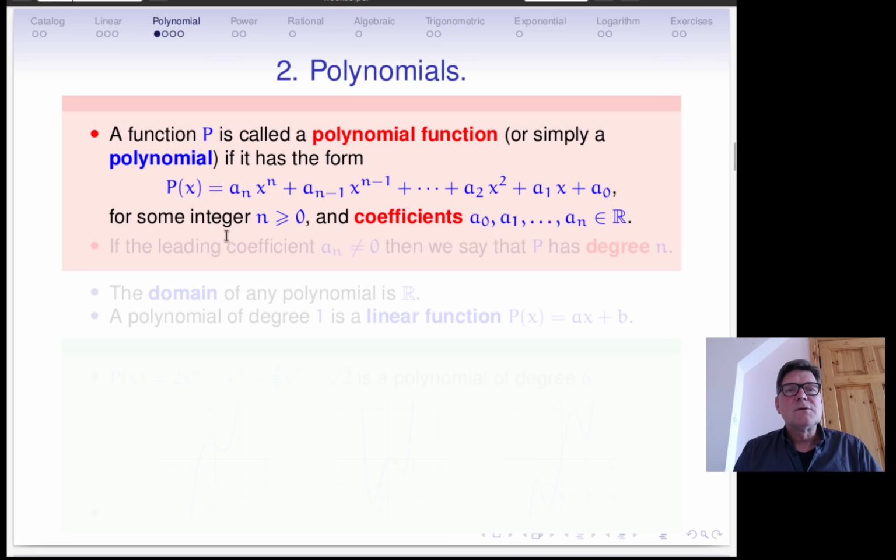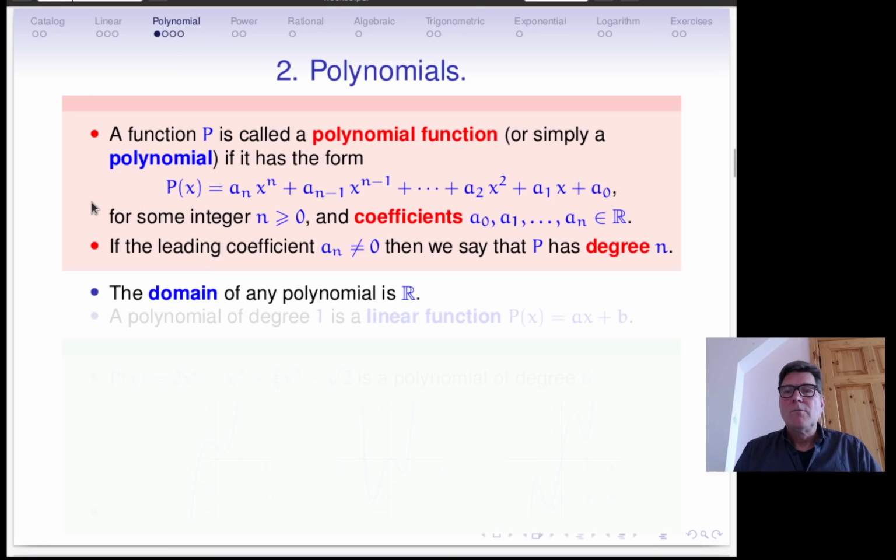Usually this is written in such a way that the first coefficient, the leading coefficient that goes with the highest power of x here, is not 0, and then we say that the polynomial p has degree n. N then is the highest power of x that occurs in the formula that describes the polynomial. Polynomials are nice in calculus terms, and we'll get to appreciate that as we go along.